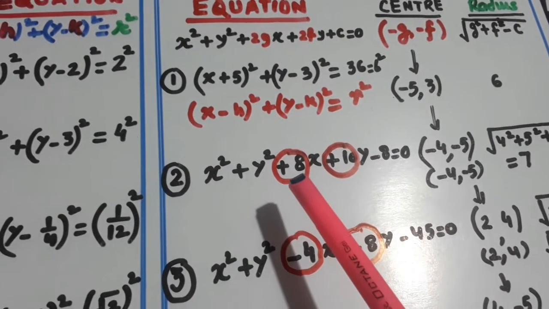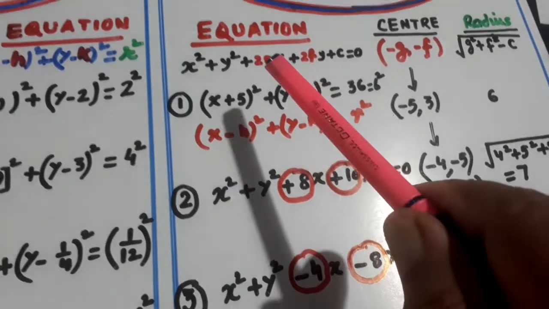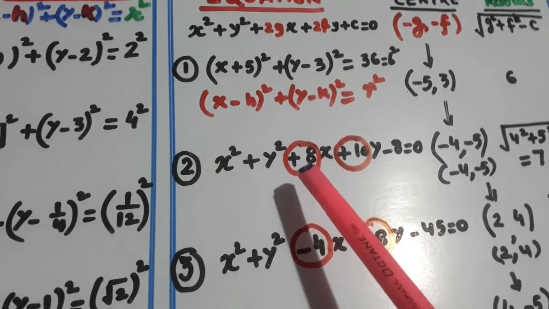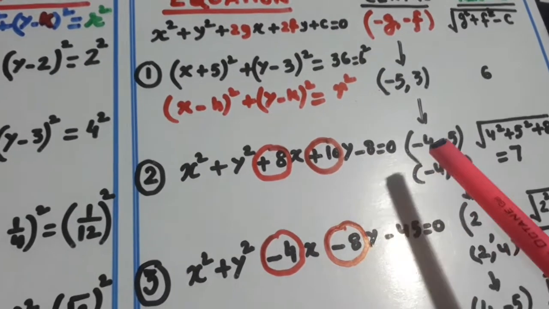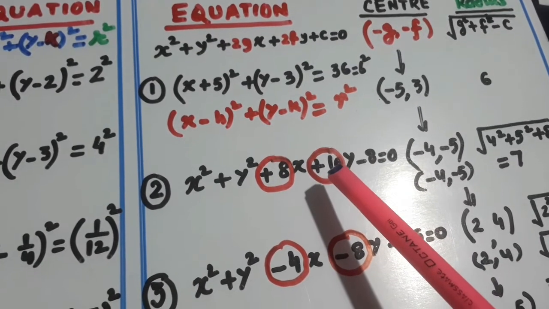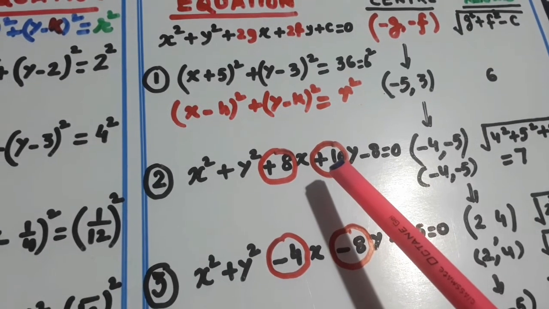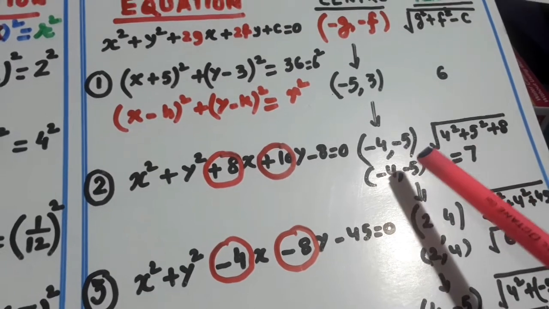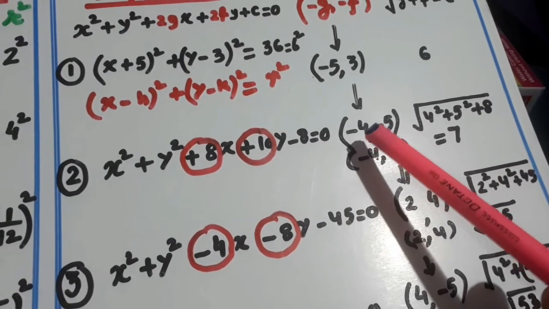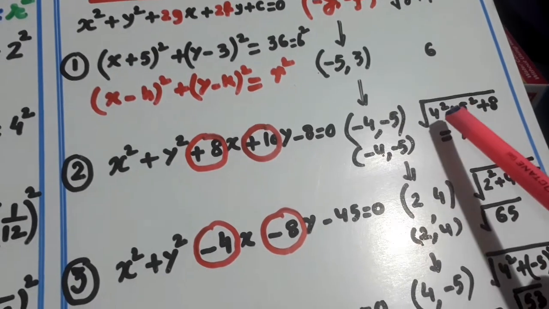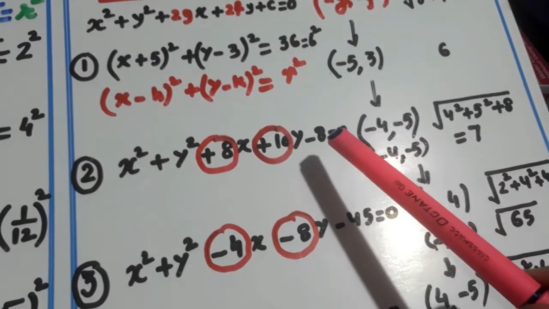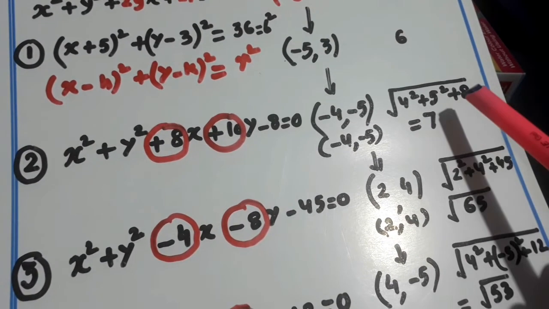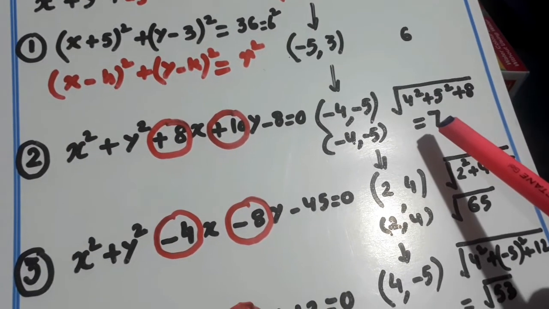Now again, next question is x square plus y square plus 8x plus 10y minus 8 equal to 0. Here the coefficient of x is 2g. Half of it is 4, change the sign, minus 4. Coefficient of y is 10, half is 5, change the sign, minus 5. So center is (minus 4, minus 5). Now we have to find the radius: square of minus 4, square of minus 5, and this is minus 8, right, here plus 8. So it comes 49 and square root is 7.